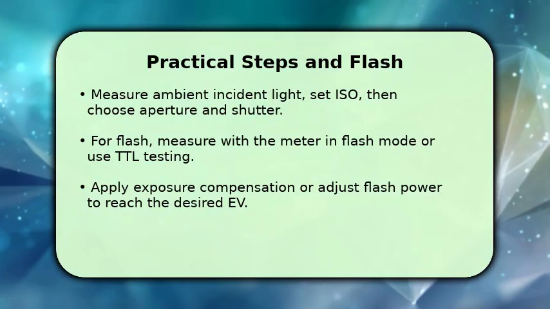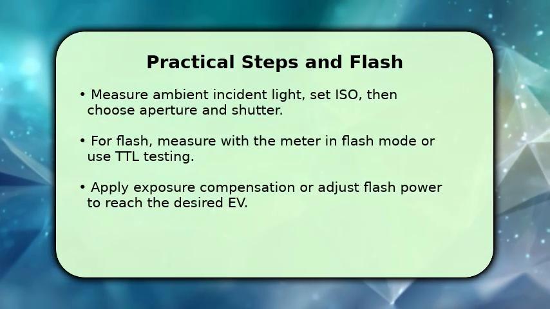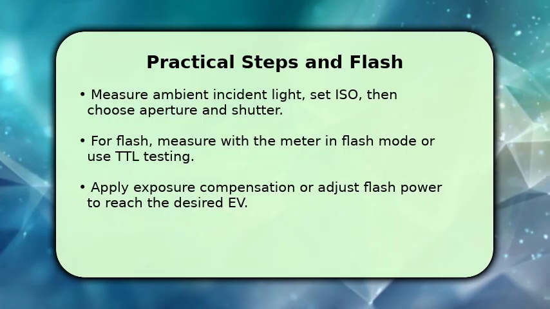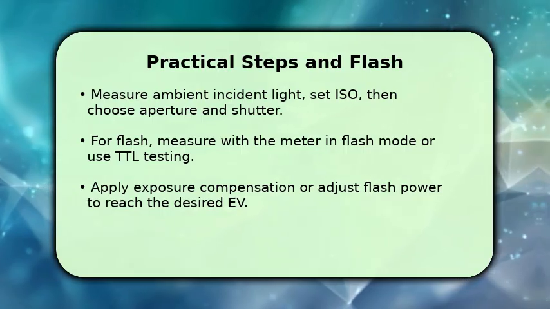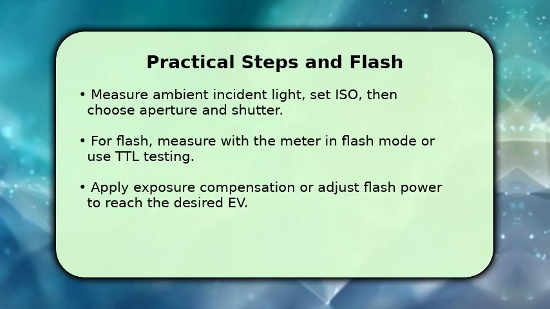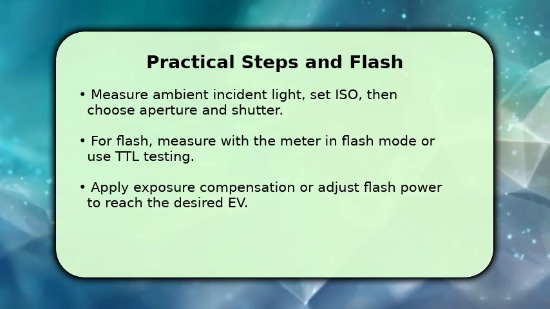Measure ambient incident light, set meter ISO to match your camera, and record the EV or settings. Choose an aperture and shutter from the meter's recommended combinations for depth and motion control.